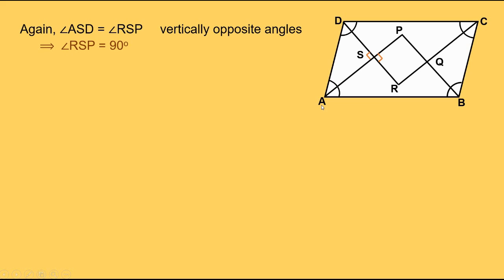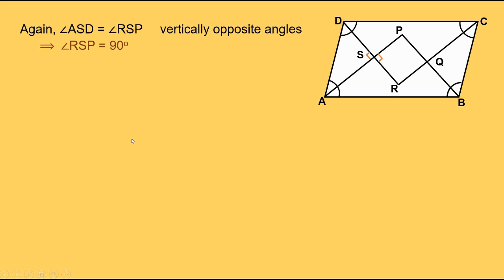Similarly, in triangle ABP, we can find angle APB is equal to 90 degrees. So, angle SPQ becomes 90 degrees. Then in triangle BCQ, we can find angle BQC is equal to 90 degrees. Therefore, its vertically opposite angle PQR becomes 90 degrees. Similarly, in triangle CDR, we can find angle DRC is equal to 90 degrees. That is, angle SRQ is 90 degrees.